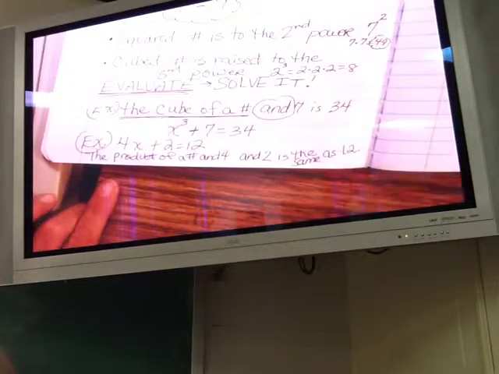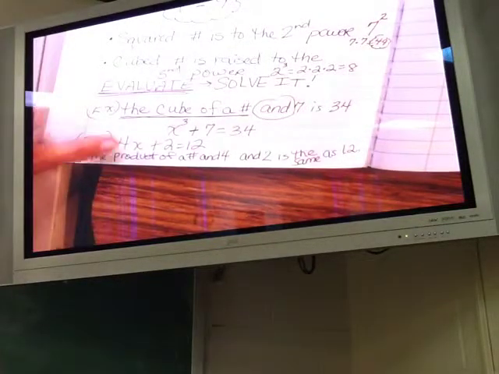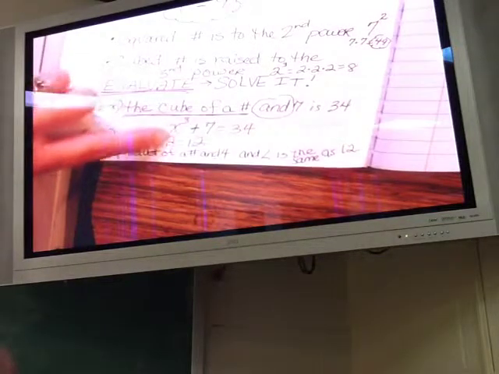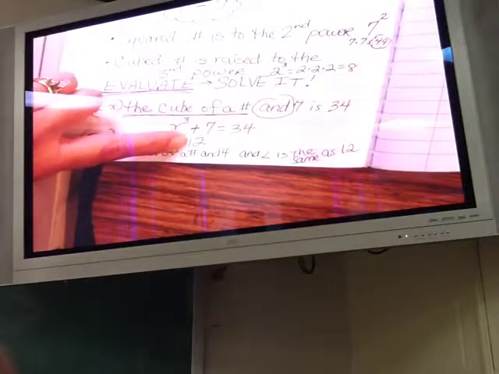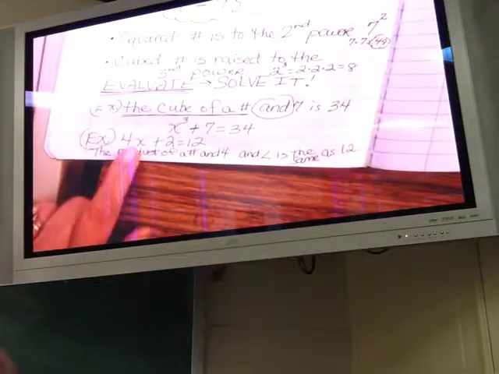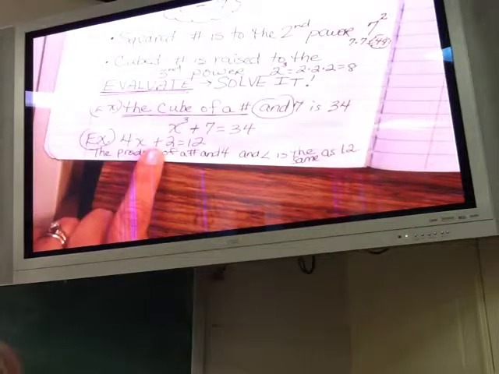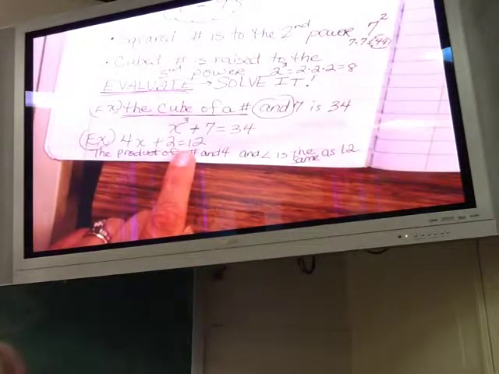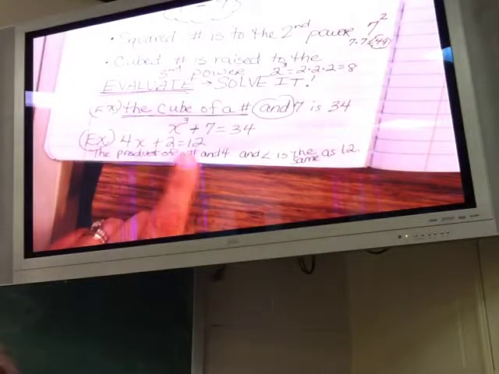Now, could you say it differently? You could say 4 times some number, add 2, equals 12. So, you could use any word that means multiply, any word that means add, and any word that means equal. All right? Don't always use the same one over and over whenever we're practicing these, okay?